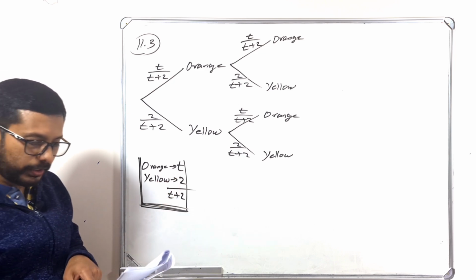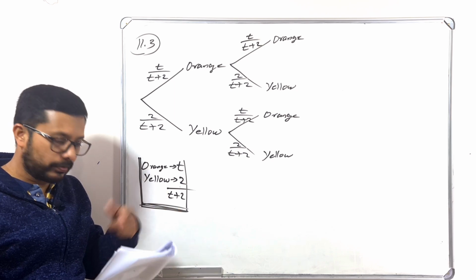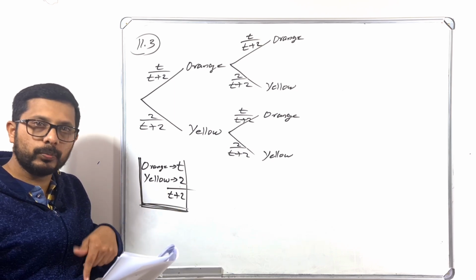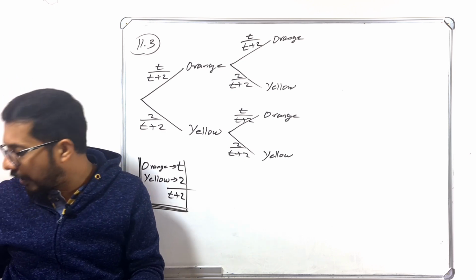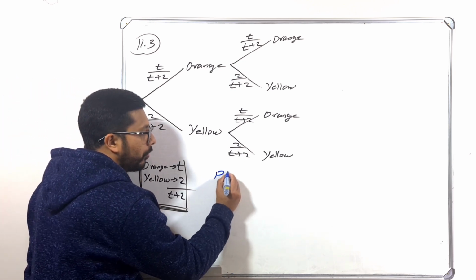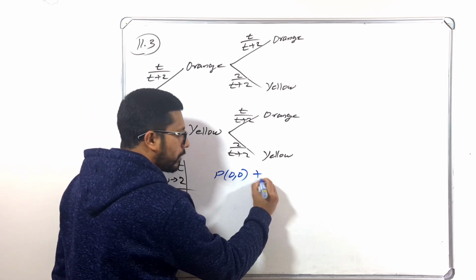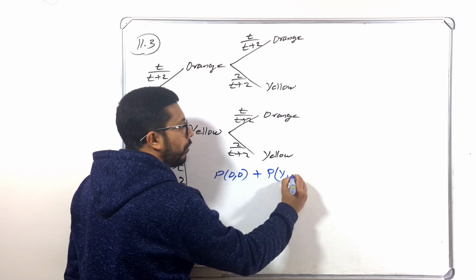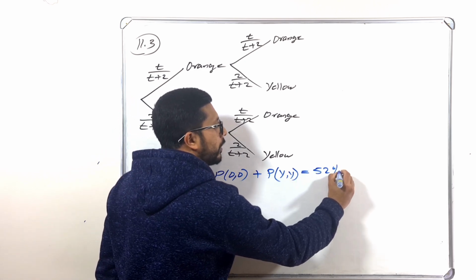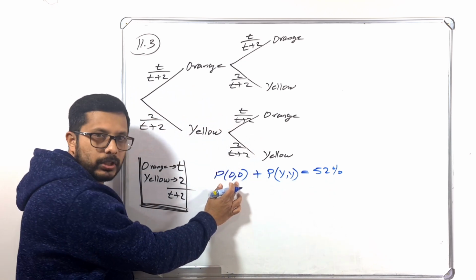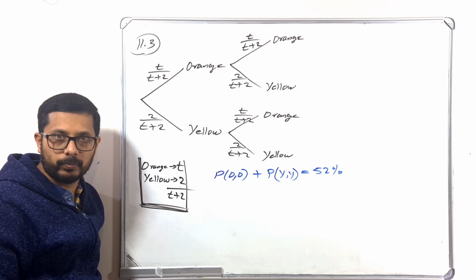It is given in the question that the probability to get the same color is 52%. 52% means 52 by 100. So probability to get the same color means probability of getting orange plus probability of getting yellow is 52%.